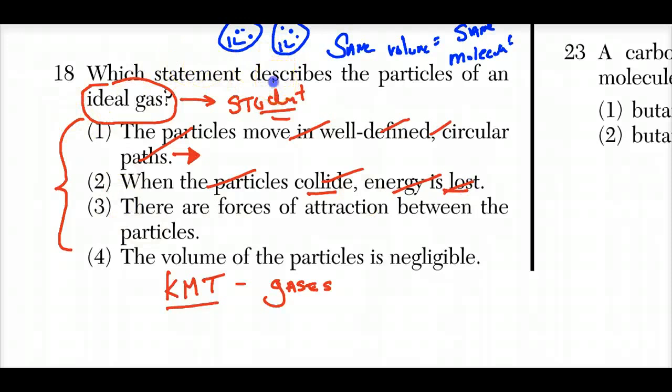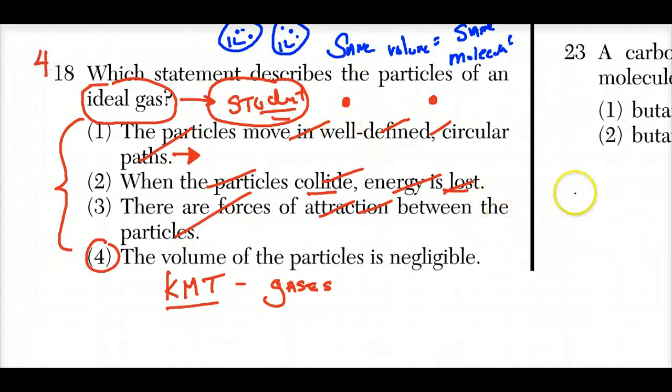Ideal students, as we just talked about, do not have any attractions with the other students. Ideal gases don't have any attractions. That's why they are independent particles. So this is describing a real gas that really has attraction. So the best choice is 4. The volume of the particles is small. All right, so the kinetic molecular theory, this is the best answer.